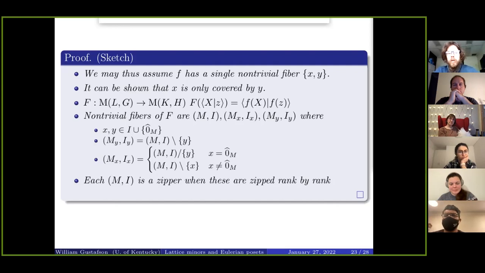In the next step, we induce a map between the minor posets. Big F is defined just by applying little f to the generating set and the minimal element of a minor. We want to show that the identifications made by this map F on the minor posets can be realized via zip operations.